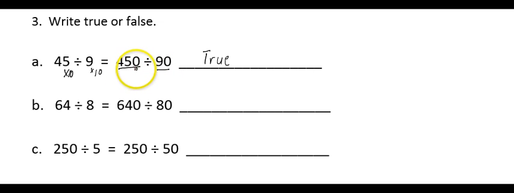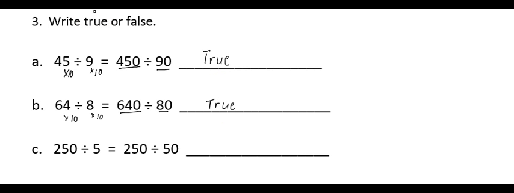So as long as I change each number in the same way, I'm going to get the same answer. Here's another example. Here I have 64 divided by 8. Again, I took 64 times 10 to get 640. I took 8 times 10 to get 80. Since I changed each number in the same way, my equation stays true.